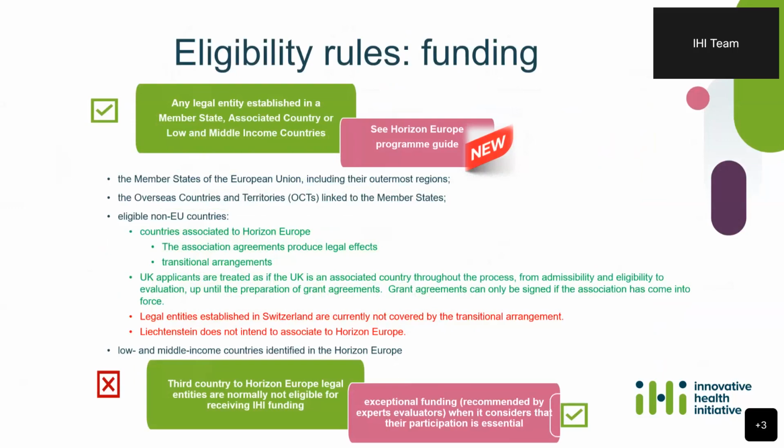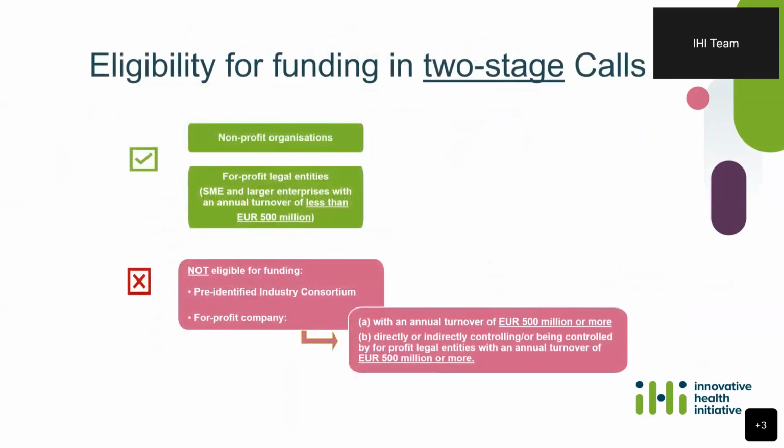Low and middle income countries, as I said, are identified in the Horizon Europe guide, which can be found online. Exceptional funding I've actually just referred to, and again, we will just mention somewhere like the US, whereby you are not automatically eligible for funding, but given certain factors, which could be determined by the IHI program office, you could be considered essential.